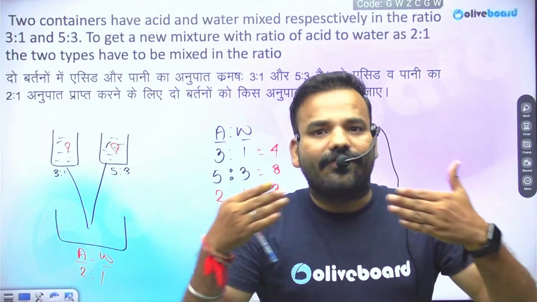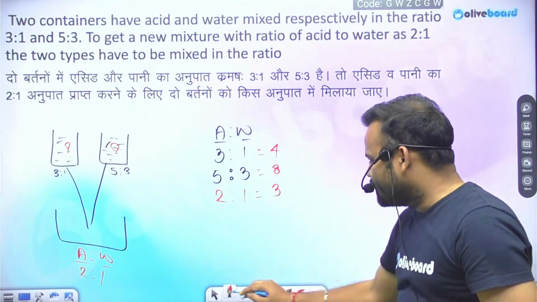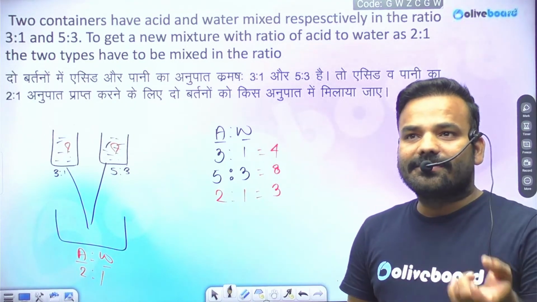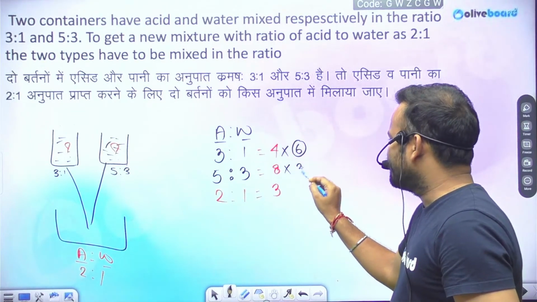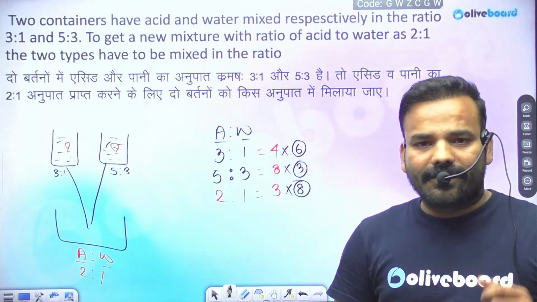So let us take the first common multiple, that is the least common multiple, LCM. What has to be the LCM of the three numbers? The LCM of the three numbers has to be 24. So multiplying this number by 6, this number by 3, and this number by 8, we can easily make all of them equal.